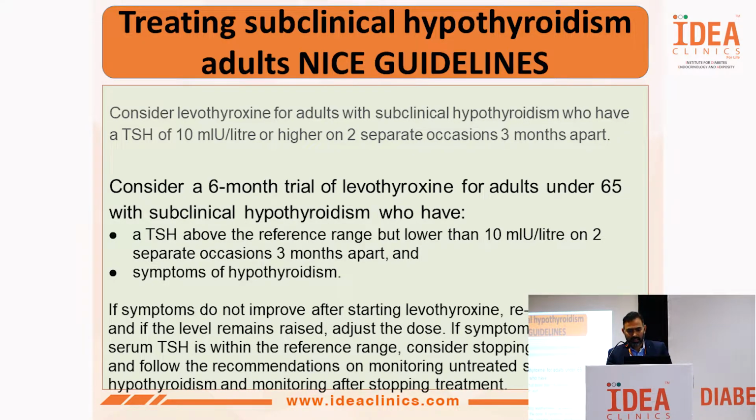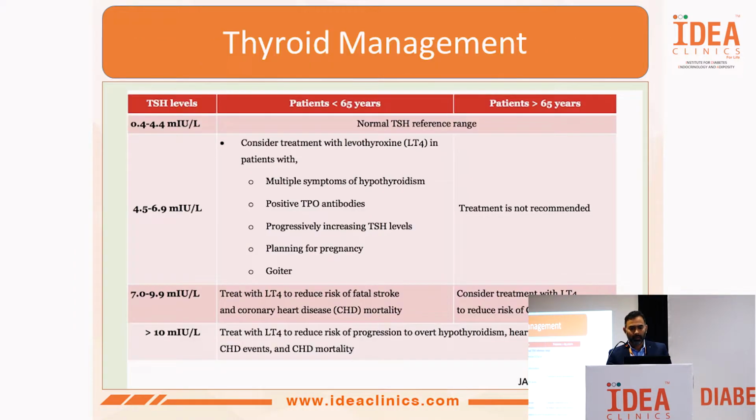According to NICE guidelines, consider a 6-month trial of levothyroxine for adults under 65 who have a TSH of less than 10 on 2 separate occasions and have symptoms of hypothyroidism. I think this is the take-home slide you can save. If it is less than 4.4, don't treat. If it is 4.4 to 6.9 with multiple symptoms of hypothyroidism, positive TPO antibodies, increasing TSH levels, planning for pregnancy or goiter, you treat. Otherwise, you don't have to treat.